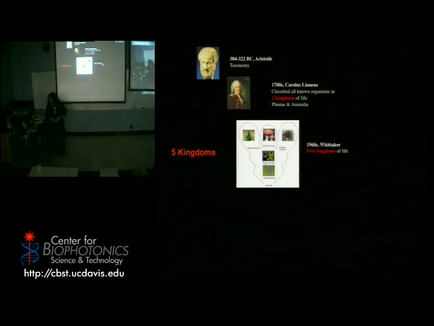Later in the 1960s, we have Whitaker defining the 5 kingdoms of life. And we have Protistas here, or Monera. Monera here in the bottom. Protistas here, unicellular organisms, but eukaryotic cells. We have plants, fungi, and animals. That was in the 1960s.